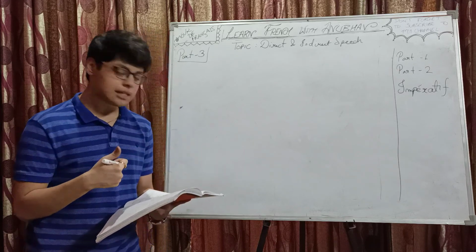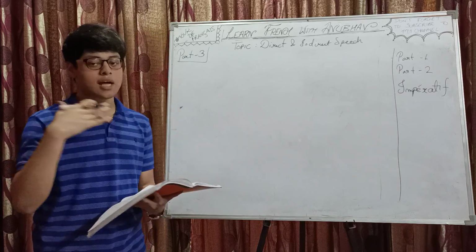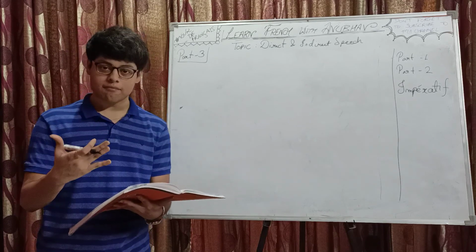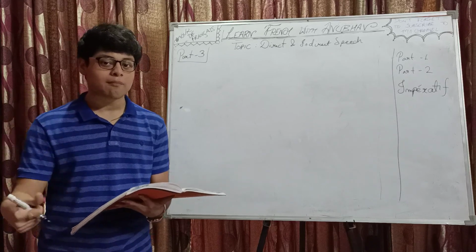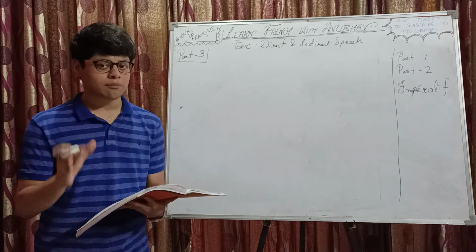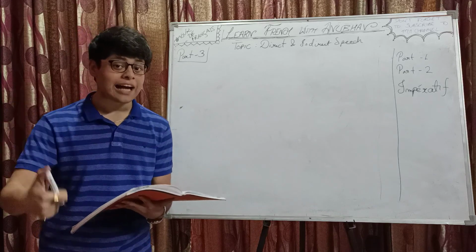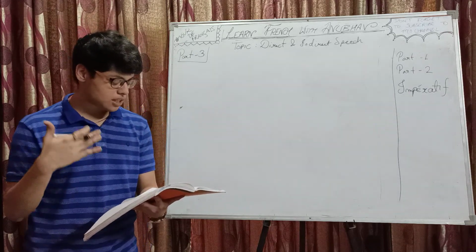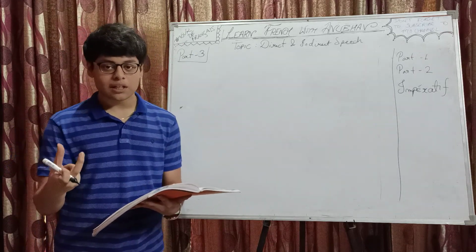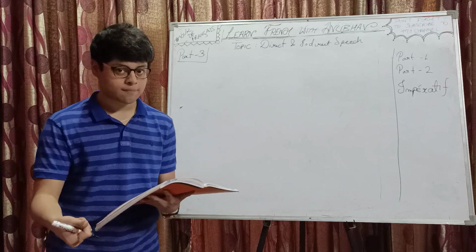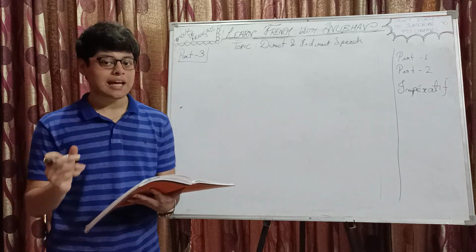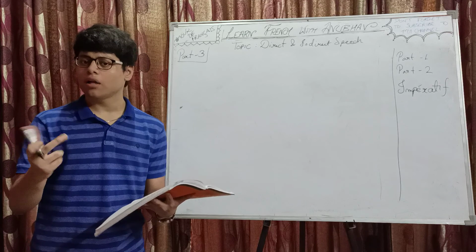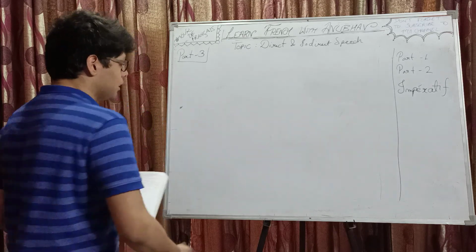Now, quickly, let's recap. What does direct speech and indirect speech mean? Direct speech is when you quote something said by someone in the exact manner. Someone said something and you are quoting that in the exact words. That is direct speech. And what is indirect speech? Indirect speech is when you are quoting the words said by someone indirectly. That is, you are not speaking in the exact manner. And then, what is imperative?